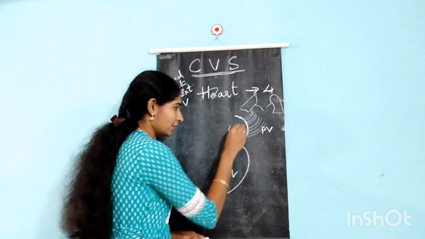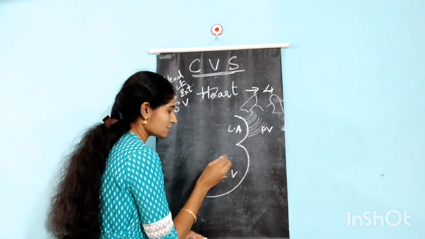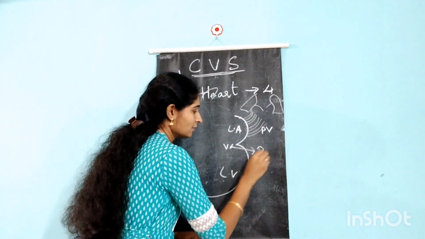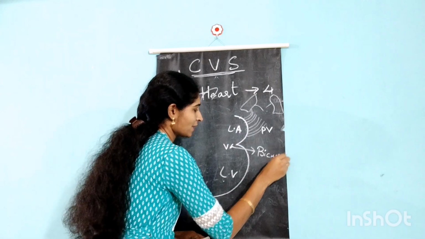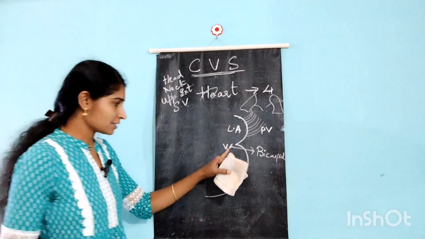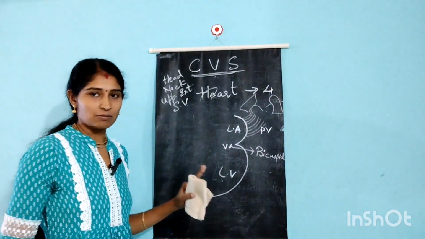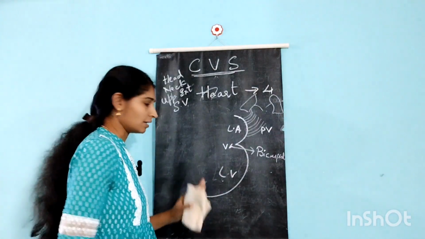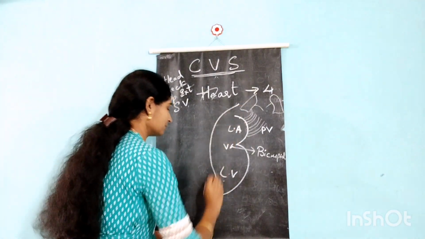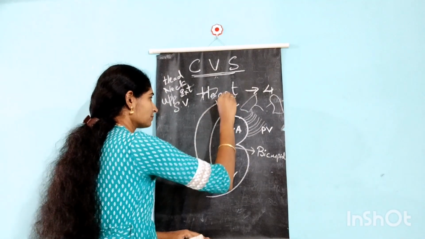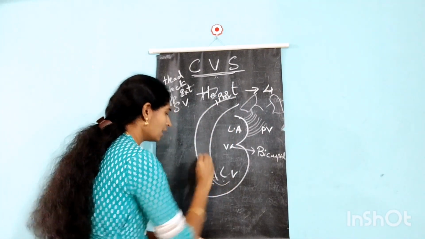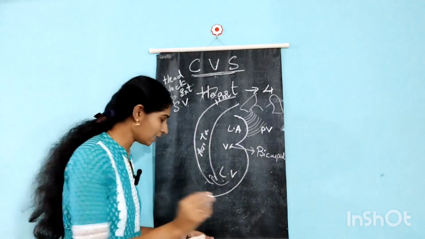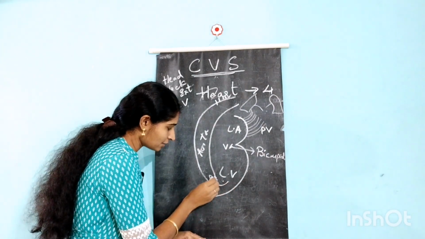From the left atrium, the oxygenated blood comes into the left ventricle, passing the valve called the bicuspid valve. Two valves are present, so it is called the bicuspid valve. Passing the bicuspid valve, the oxygenated blood enters the left ventricle. Now from the left ventricle, the blood enters the aorta. The aorta is a vessel which carries the oxygenated blood.